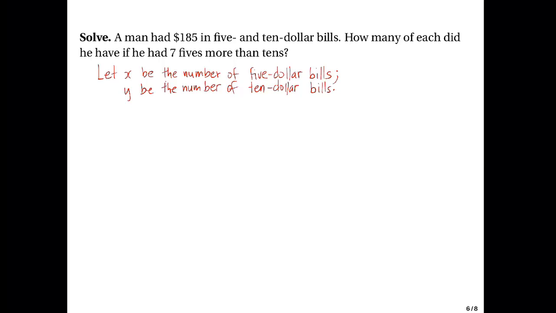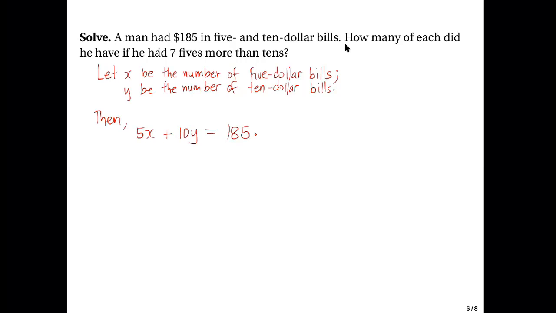And then according to the situation, the man had $185 in total. So x is the number of $5 bills, so we have 5x, which is $5 times the number of $5 bills, plus y is the number of $10 bills, so 10y. This must be equal to 185. So we have this situation: 5x plus 10y is equal to 185.